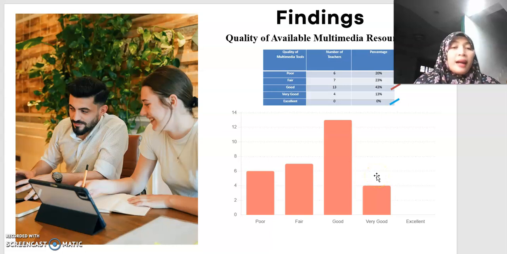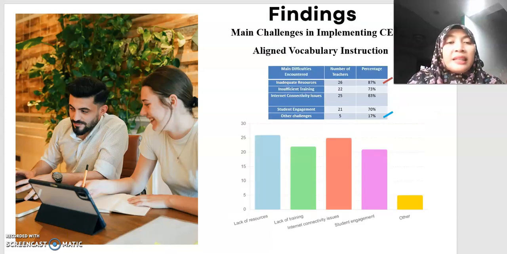When they are asked about the quality of available multimedia resources, it reveals the truth: even though they have sufficient multimedia resources around them, the quality is quite disappointing. Only 43% of them say that the quality is good, but none of them say that the quality is at an excellent level. And 20% of them say that it is at a poor level. So this can be a stepping stone for us to look at how we can improve the system.